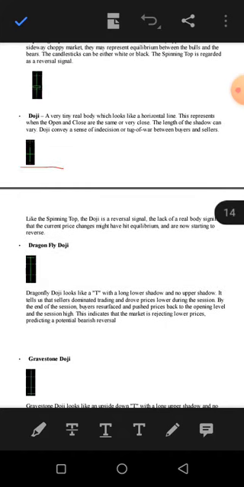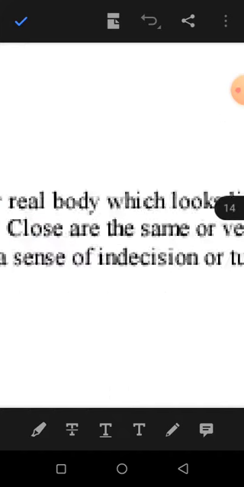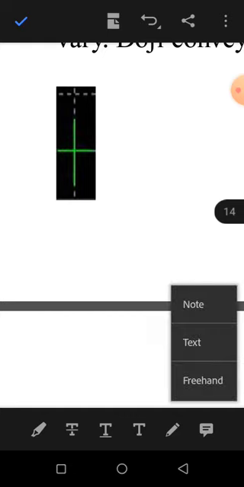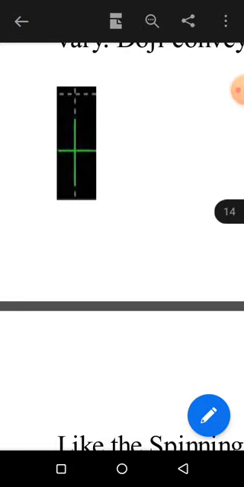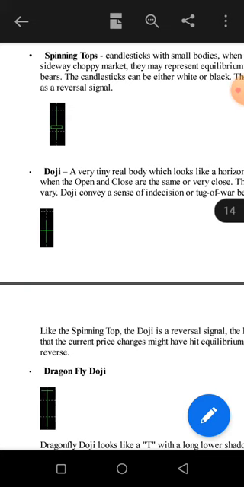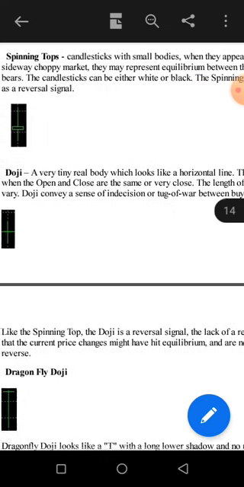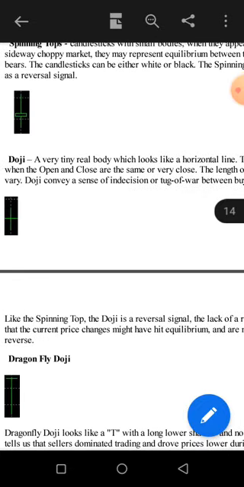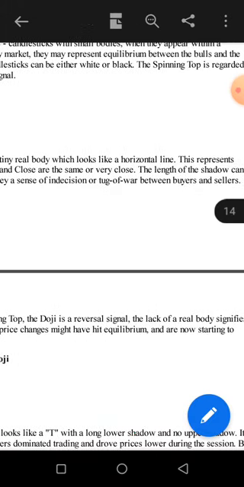So let us look at also the doji. So the doji is this one where I've just circled something. Let me just circle it freehand here. So this is the doji. Like I told you, this is the doji. So what is a doji? A very tiny real body which looks like a horizontal line. This represents when the open and the close are the same, or very close.